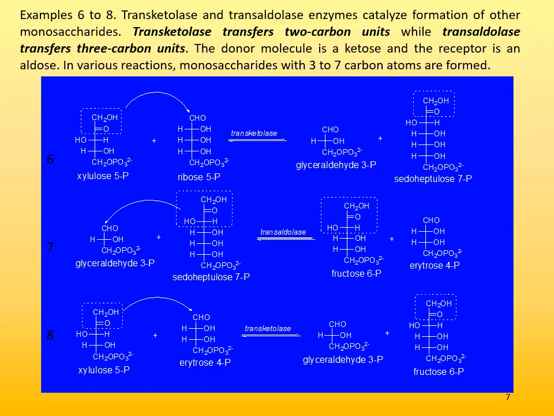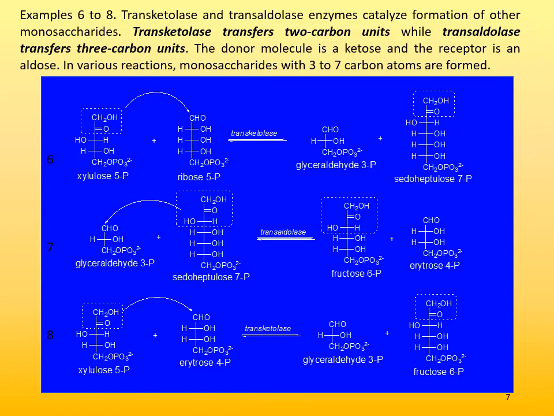The donor molecule is always a ketose, and the acceptor molecule is always an aldose. Here are various examples, and monosaccharides with 3 to 7 carbon atoms are formed. In example 6, xylulose 5-phosphate, a ketose, is a source of 2 carbon units. That means that the reaction is catalyzed by transketolase. Ribose 5-phosphate is the acceptor, and products are glyceraldehyde 3-phosphate or GAP and pseudoheptulose 7-phosphate.